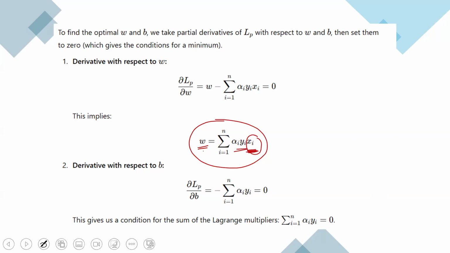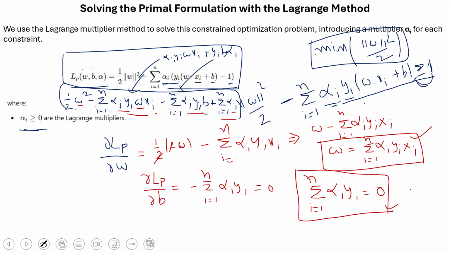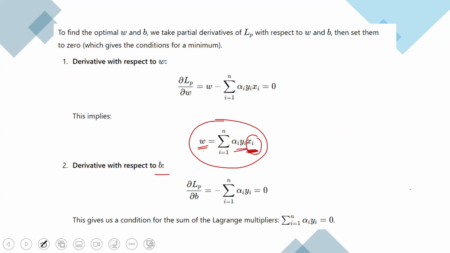That's something you can say. When you differentiate with respect to b, you get this result: sigma alpha into yi is equal to 0. So this gives us a condition that the sum of the Lagrangian multipliers is equal to 0. yi is just a class parameter, it is just minus or plus 1. So the sum over i equal to 1 to n of alpha i yi is equal to 0.